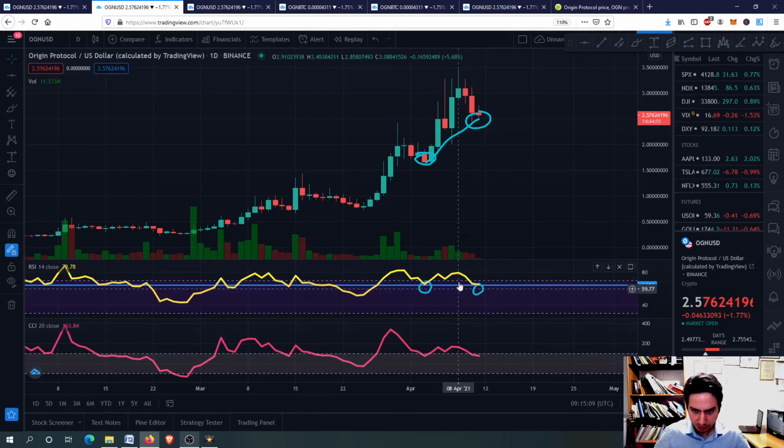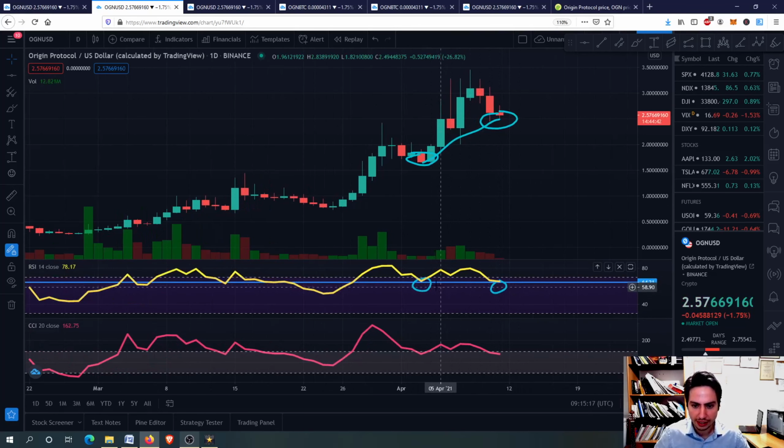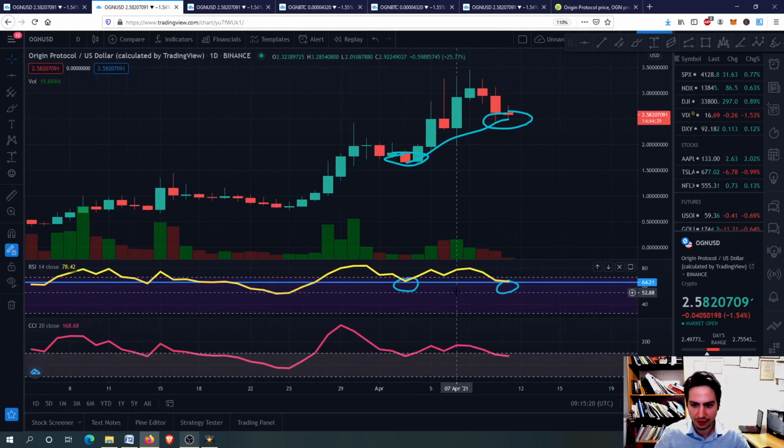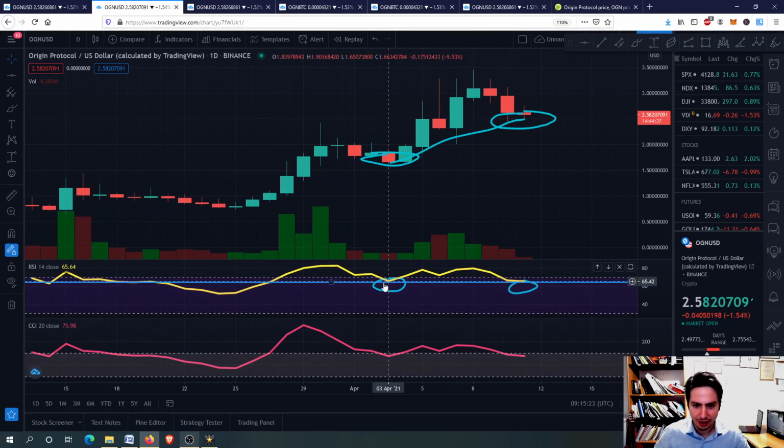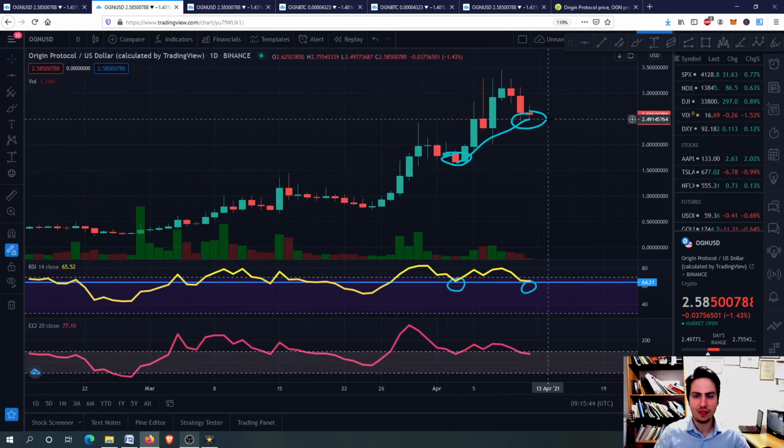Now what I want to show you, and why I think Origin protocol remains strong, is because of this support line in the RSI, this blue line. We have the same RSI back on 3rd April with different prices. You can see the same relative strength index, different prices, and the same relative strength index on 11th April, but with a higher price. This means, guys, that Origin protocol looks good for the short term.